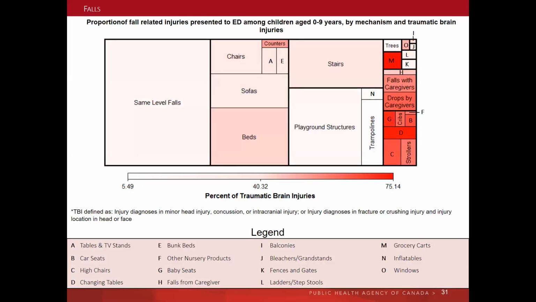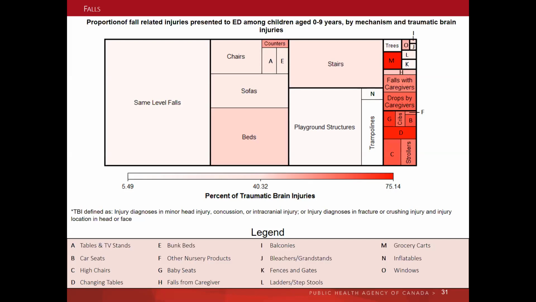Falls are the leading cause of traumatic brain injuries, or TBI for short, among children. So because of this, we were very interested in looking at their distribution across the different mechanisms. Traumatic brain injuries, as their name suggests, consist of a number of cerebral and cranial injuries, all of which impair the normal functioning of the brain. Symptoms are highly varied and severity tends to be as well. So in this tile graph, the red color gradient corresponds to the proportion of traumatic brain injury in each mechanism.